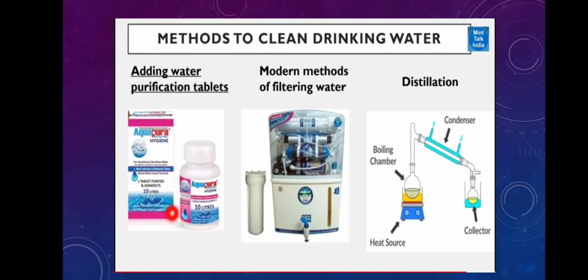Now, methods of cleaning drinking water. Modern process: adding water purification tablets. There are some hygiene liquid tablets or water purification tablets. We can use these water purification tablets for cleaning the water. The method of filtration of water. This is the modern method, RO filtration. Okay, distillation of the water. Here the distillation has the boiling chamber, the condensation chamber, and the collector chamber.